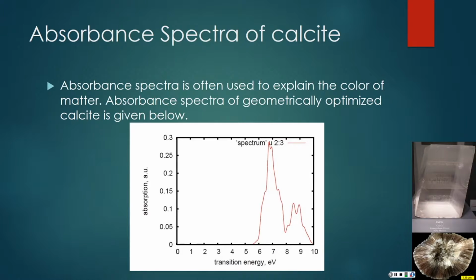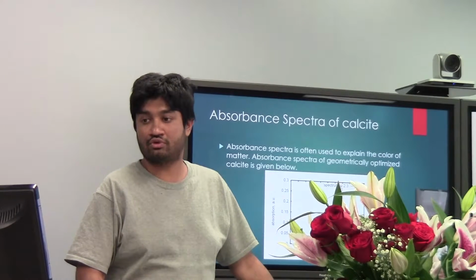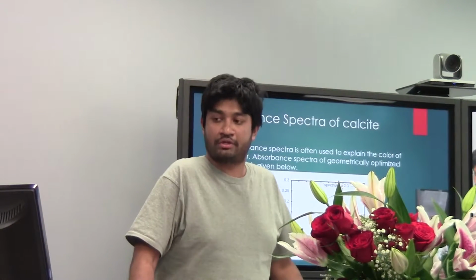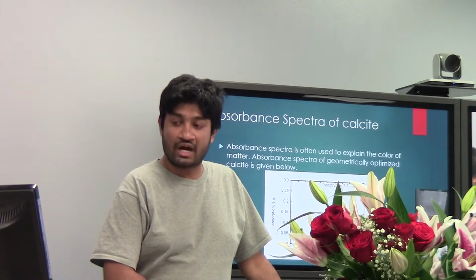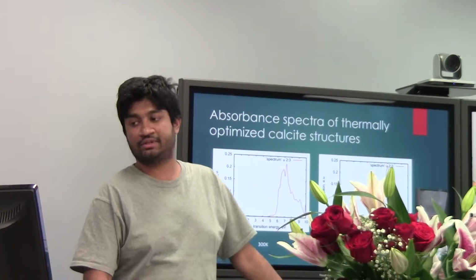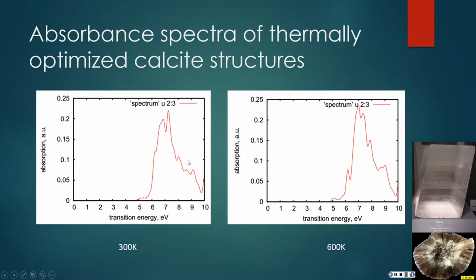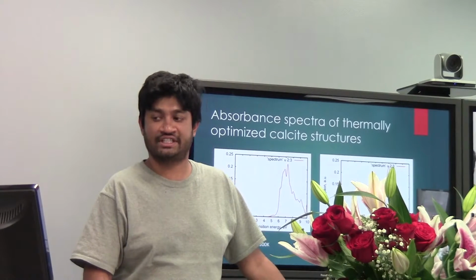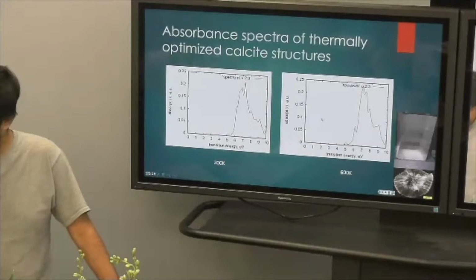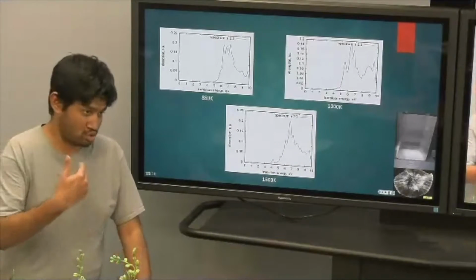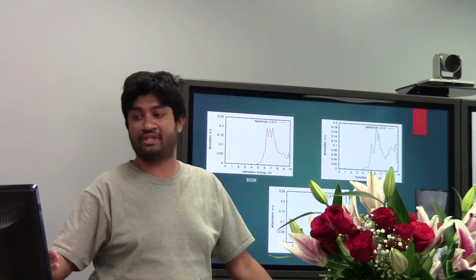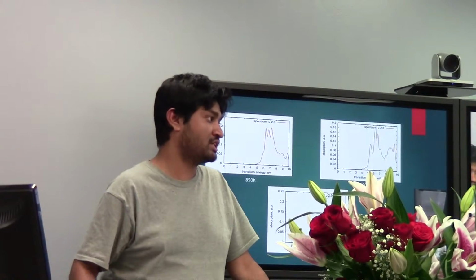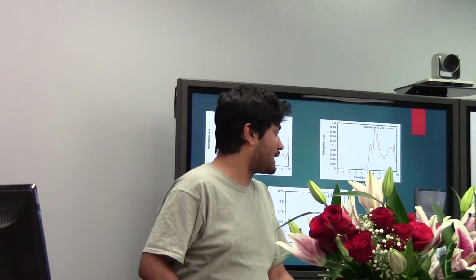Now the absorbance spectra. Actually, it is the light matter interaction. So if you look, this is the absorbance spectra of our optimized calcite. The peak is in the UV region. After doing the MD, if we look at our absorbance spectra, there is not that significant change in the spectra, but the population distribution of the spectra is slowly moving towards the visible region. And if we do the MD at higher temperature, we hope that we can get the peak in the visible range, so that at that time we can get the color of the calcite.